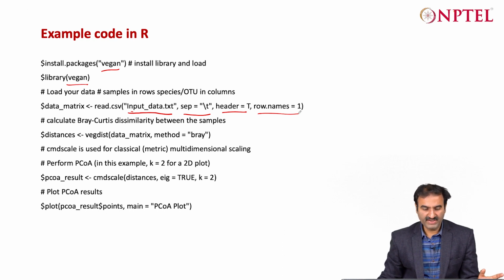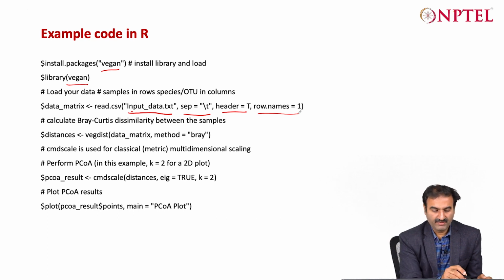So then basically you will calculate the Bray-Curtis dissimilarity between the samples. So okay, so Bray distance you want to calculate, so the distance will be captured here, right. So the data matrix that you have read from there, okay, and the method that you will apply is Bray, okay. So this is now stored in this variable, okay.